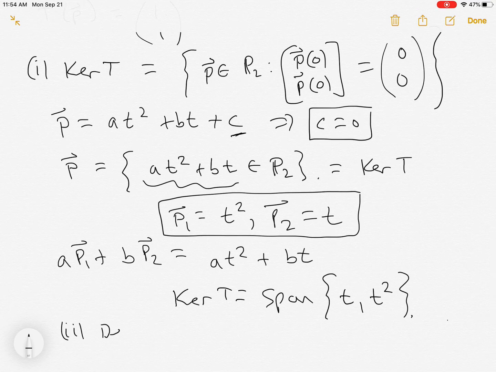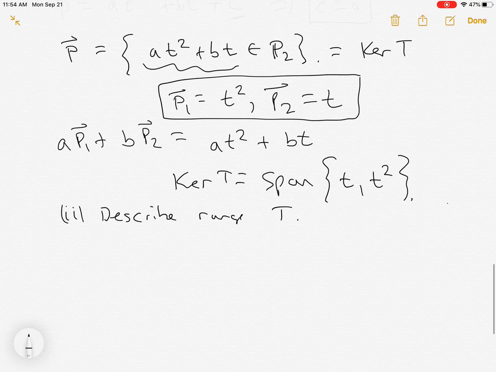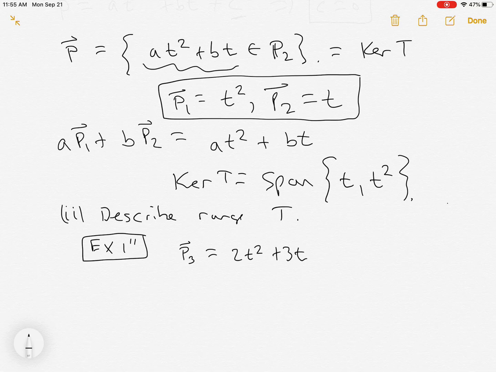Part 2, describe the range. Describe the range of T. All right, so now we're not talking about the kernel anymore. We're talking about the entire transform. So let's do another example 1 double dash, just to have a moment here. Let's pick some random vector. I'll call it P3. In P2, I'm going to say it's 2t squared plus 3t plus 1. And what's T of this guy? It's the vector 1, 1.